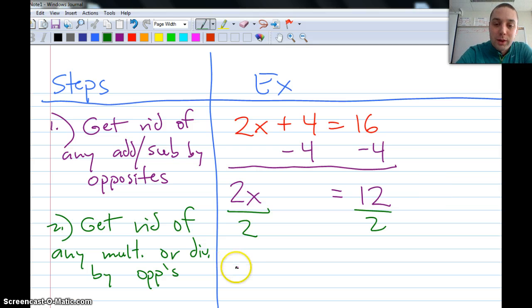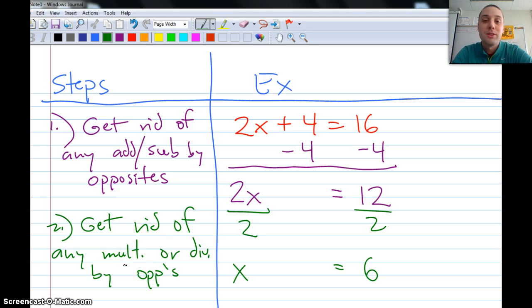Divide by 2, and we get our x, drop it straight down, equals 12 divided by 2, 6. Done. 2 steps. There it was. And that's how you're going to do every single one of these things. Adding and subtracting first, multiplying or dividing second.